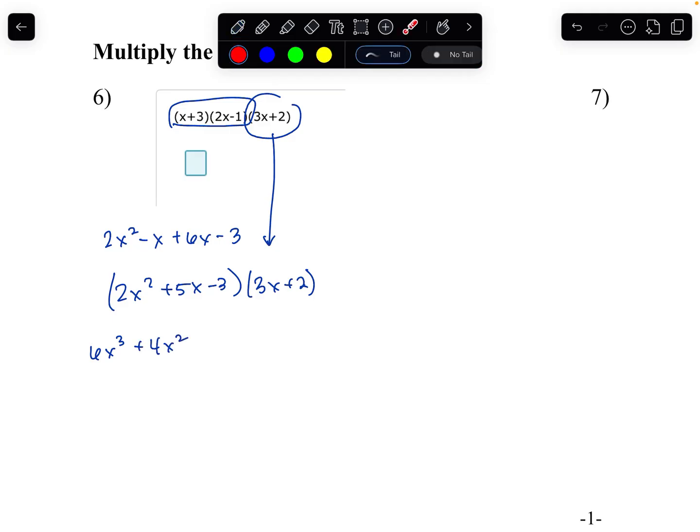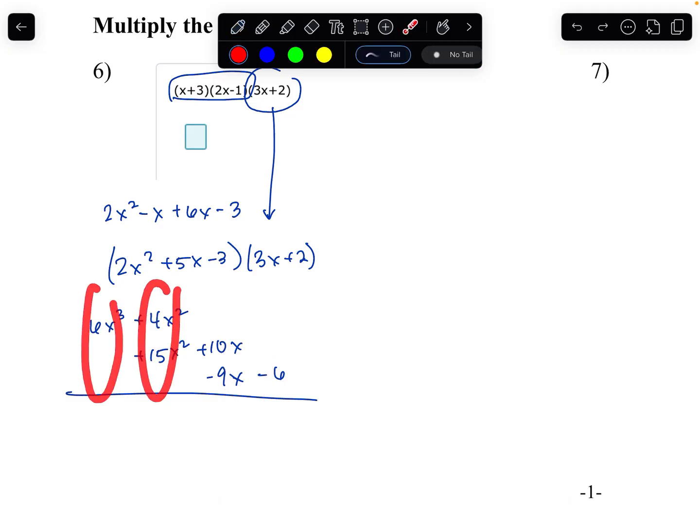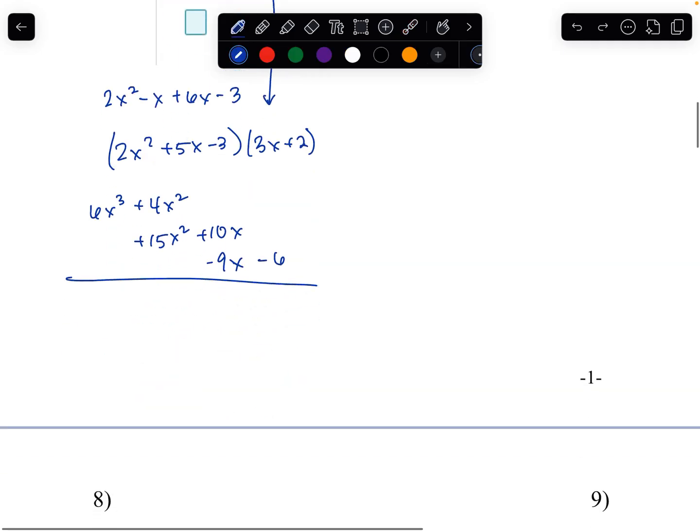And then I multiply this by both. Now 5x times 3x is going to be 15x squared. 5x times 2 is going to be plus 10x. So I multiplied 5 by both of them. Then negative 3 by 3 is going to be negative 9x. And then negative 3 by 2 is going to be negative 6. And notice how I stack these. I'm stacking all the like terms so that I can just combine these terms right here and I'll get the answer. So 6x to the third plus 19x squared plus x minus 6.